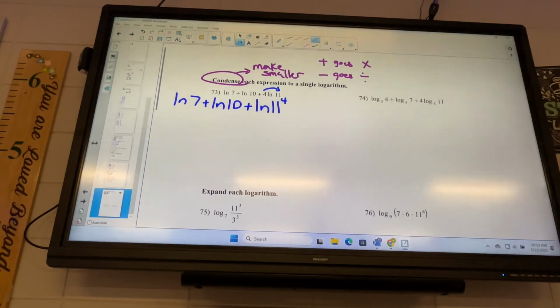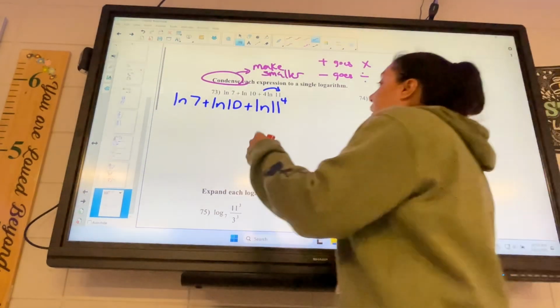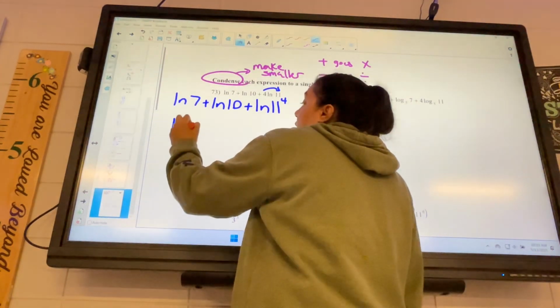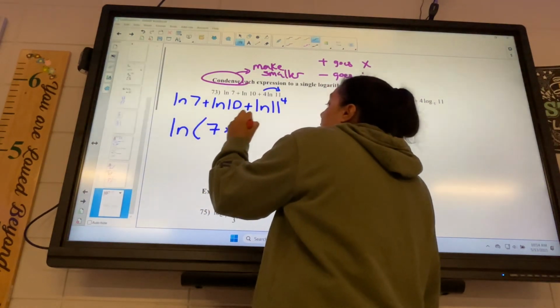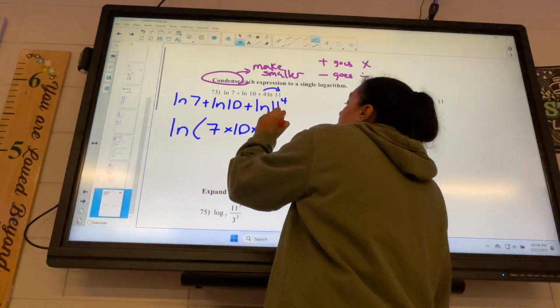Okay, then what needs to happen? You can add the natural log 7 and natural log 10. Well, we're not going to add them, you're going to multiply them. You're going to add them all together like in one log. So natural log, parentheses, 7 times 10 times 11 to the 4th power.